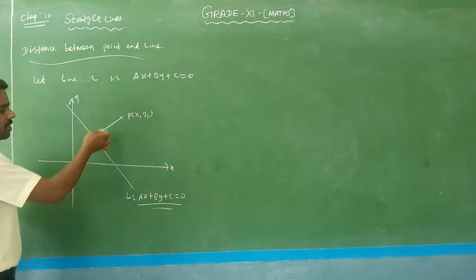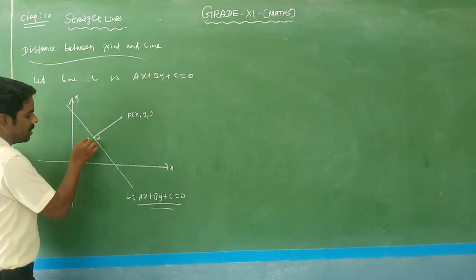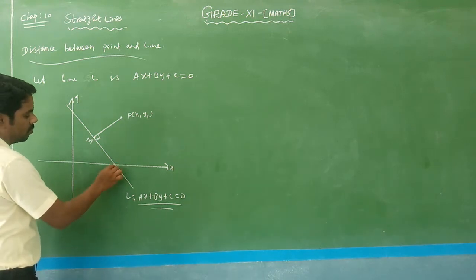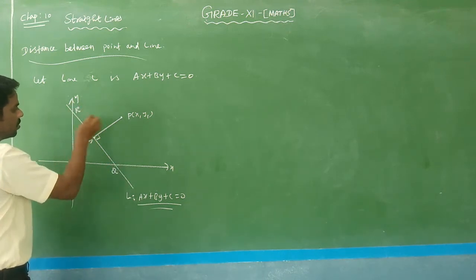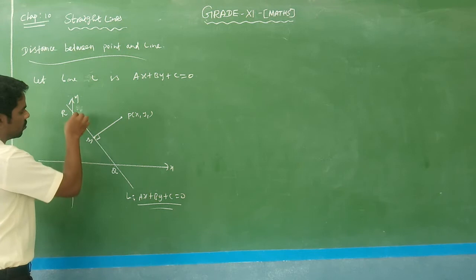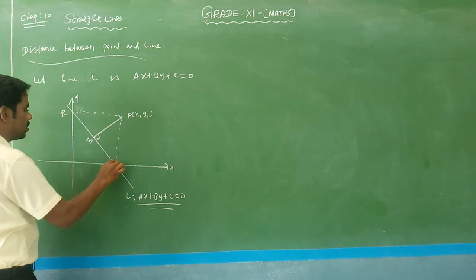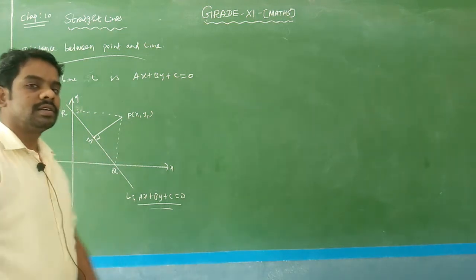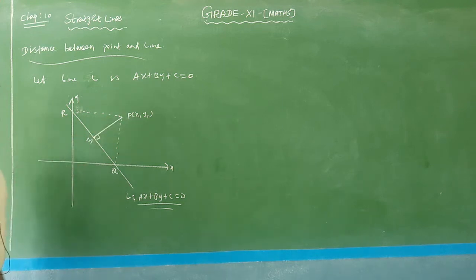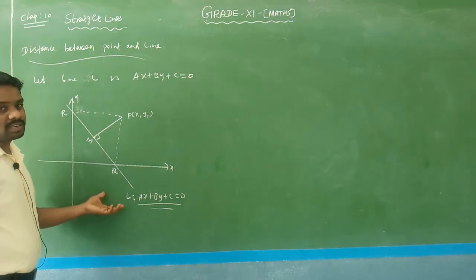So this line is perpendicular, drawn from P to this line. That is PM. This point is called Q. This point is R. So connect these points R, P and Q. We have a triangle PQR. See this triangle in this diagram. PQR is a triangle. PM is perpendicular to the line ax plus by plus c equal to 0.